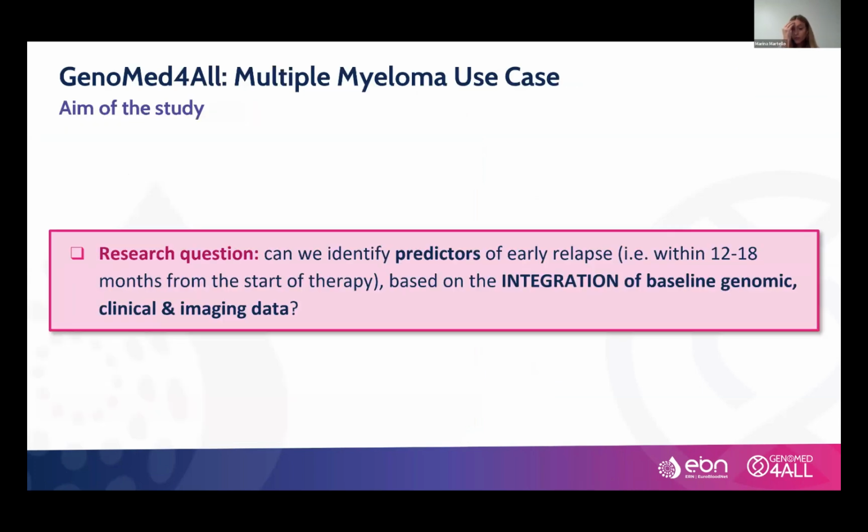So in the context of the GenoMed4All project, and in particular in the multiple myeloma use case, our aim, based on the previous premises, is the following research question. Can we identify predictors of early relapse? Those features that can predict early relapse of a patient, within 12 or 18 months from the start of therapy, based on the integration of these different natures of data, so genomic, clinical, and imaging data.